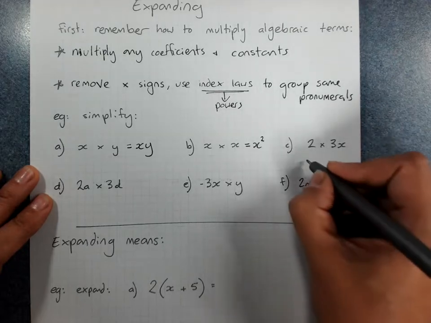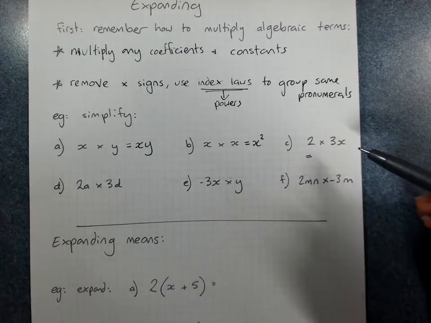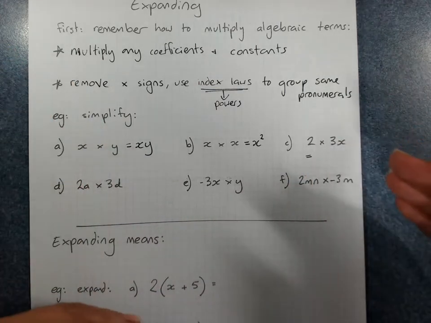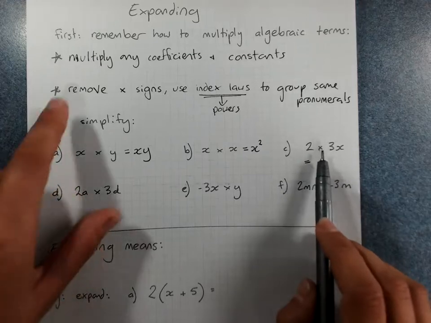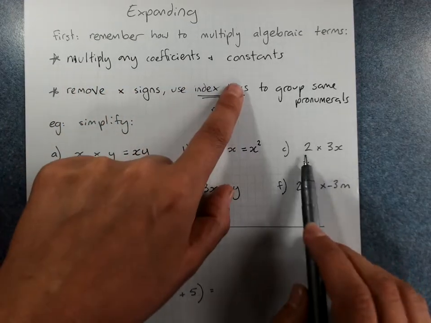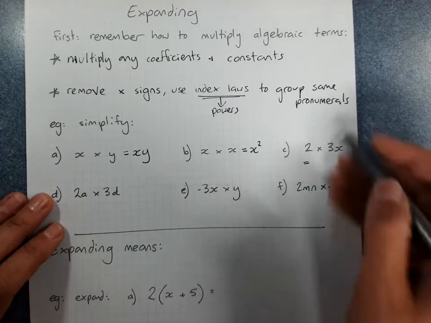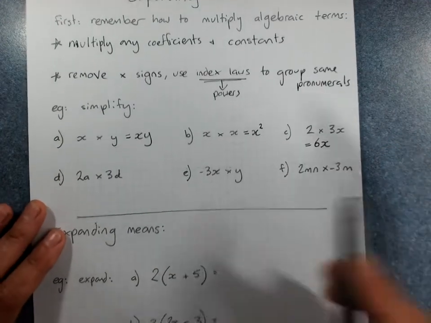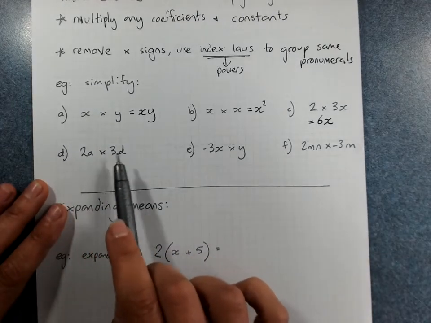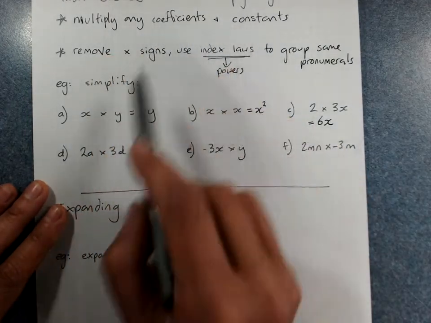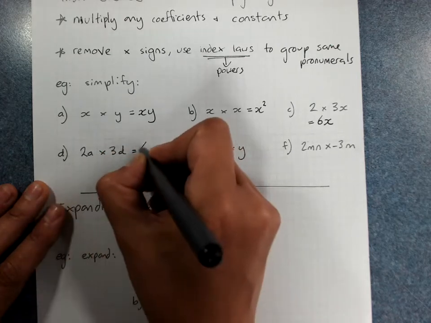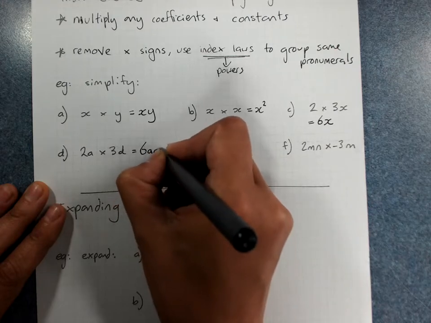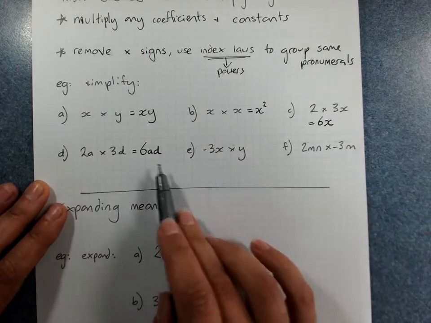2 times 3x. Just be logical about it. 2 lots of 3x. I've got 3x and 3x. I've got 6x. And I get that by multiplying the coefficient and the whole number. 2 times 3 is 6, and it's got the x. 2a times 3d, multiply your coefficients. So 2 times 3 is 6. A times d, I just put those in, ad, because we removed the times signs and just put the letters in.